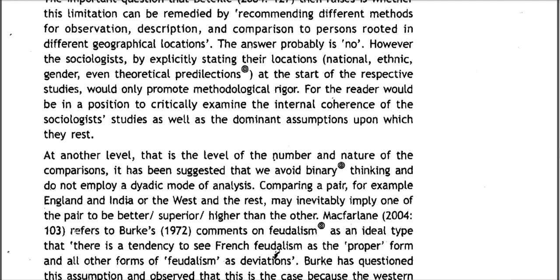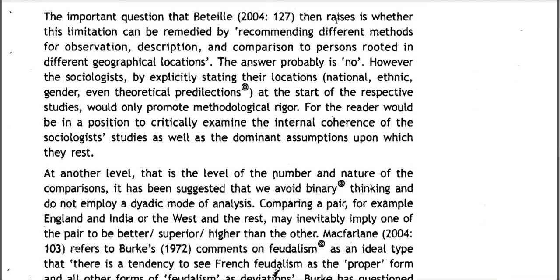The important question that Bentley then raises is whether these limitations can be remedied by recommending different methods of observation, description, and comparison to persons rooted in different geographical locations. The answer probably is no. However, sociologists, by explicitly stating their locations, national, ethnic, gender, even theoretical predilections, at the start of their respective studies, would also promote methodological rigor, for the reader would be in a position to critically examine the internal coherence of sociological studies as well as the dominant assumptions upon which they rest.